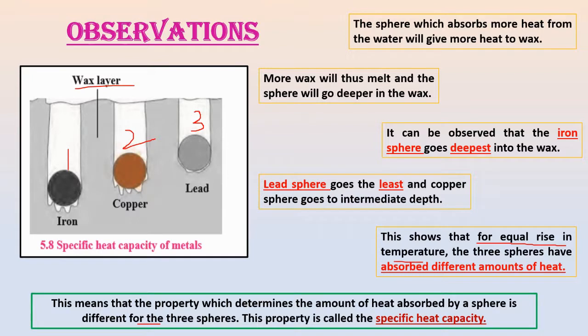Again I will repeat, the amount of heat absorbed by an object will be different depending upon the type of the material, because all the materials have different properties. And this property, that is the absorption of heat by an object, is known as the specific heat capacity.